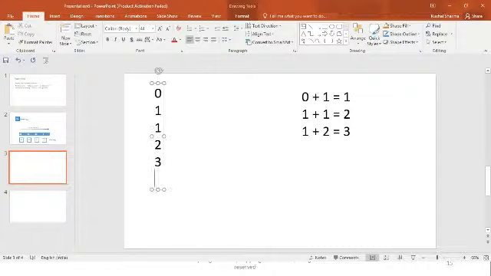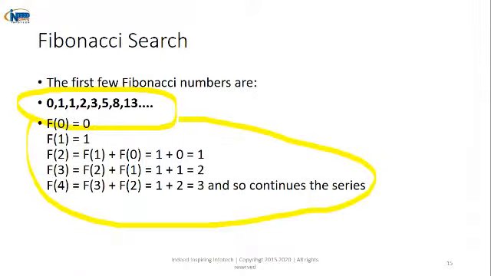Next would be 2 plus 3, that is 5. Next would be 5 plus 3, that will be 8. So this is how the Fibonacci series will keep on increasing. We will make use of this series in order to make a search. So what is happening here?